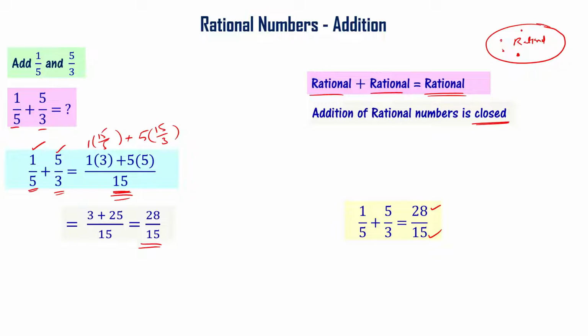For example, if you add two rational numbers and you are getting something else outside this set, then you may say that it is not closed. But the scenario here is rational numbers plus rational numbers is always going to give you a rational number. That's why we say that addition of rational numbers is closed. This is the closure property.